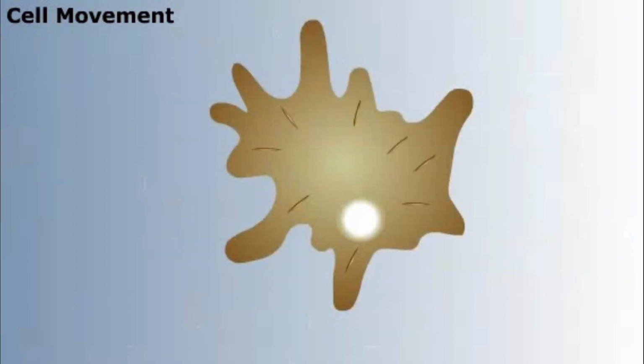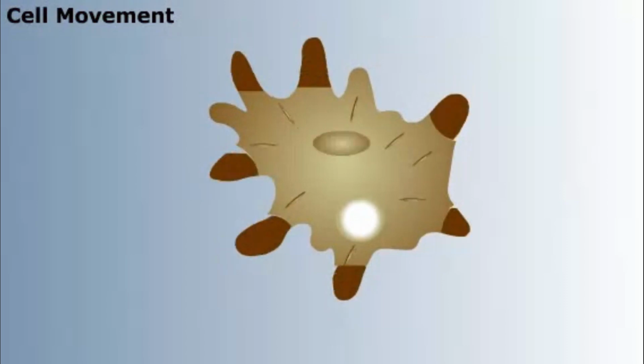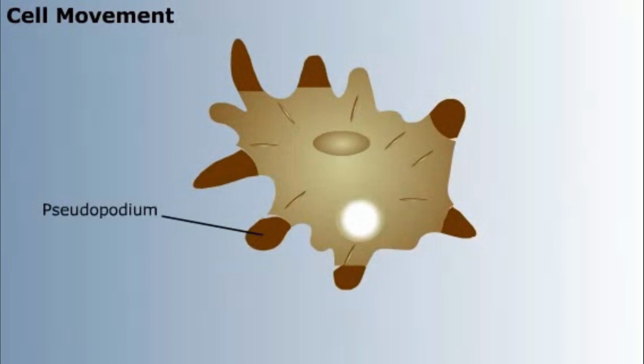Not all cell movement is due to external structures. Some cells have internal microfilaments that let it extend and contract in order to crawl along a surface. These extensions are called pseudopodia, which literally means false feet.